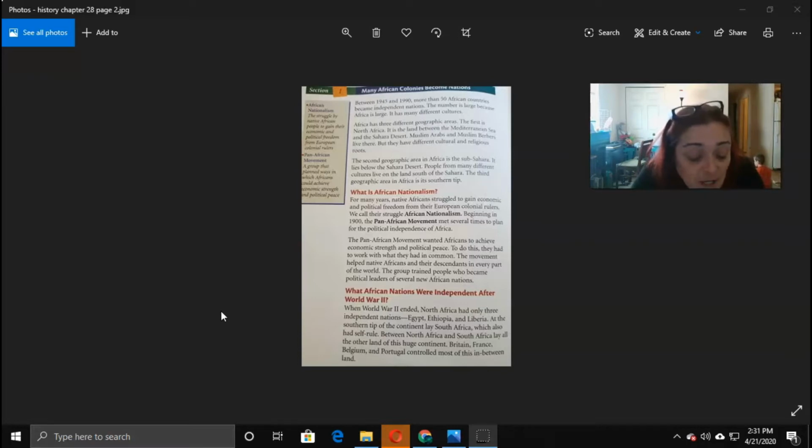Beginning in 1900, the Pan-African movement met several times and planned for the political independence of Africa. The Pan-African movement wanted Africans to achieve economic strength and political peace. To do this, they had to work with what they had in common. The movement helped Africans and their descendants in every part of the world. The group trained people who became political leaders of several new African nations.